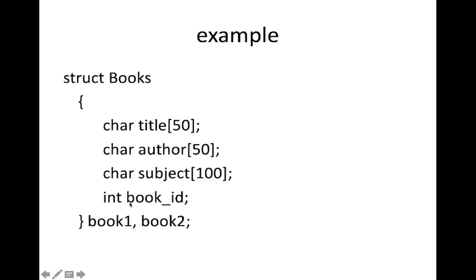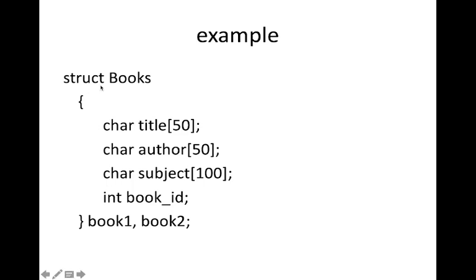So we have four elements in that structure, and after that we are declaring book 1 comma book 2. So book 1 and book 2 are structure variables of type books. Book 1 denotes it's a structure variable of type books, and book 2 also denotes it's a structure variable of type books. So it is like declaring int A and B.